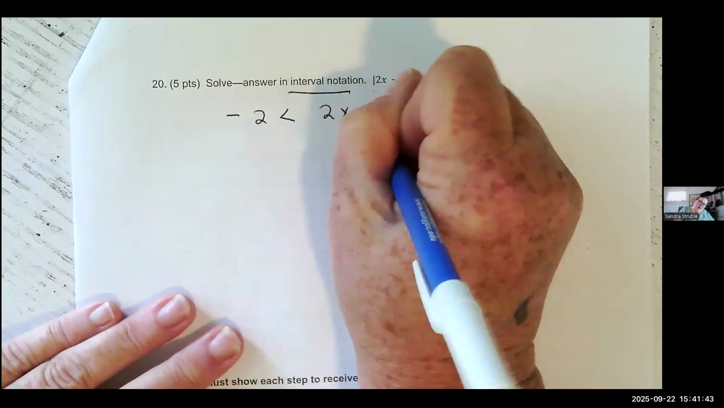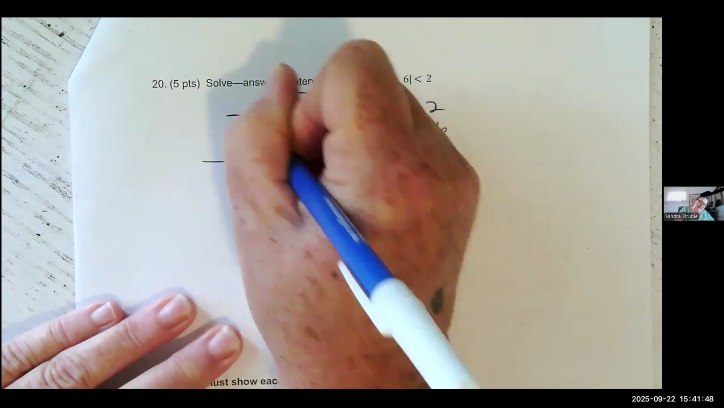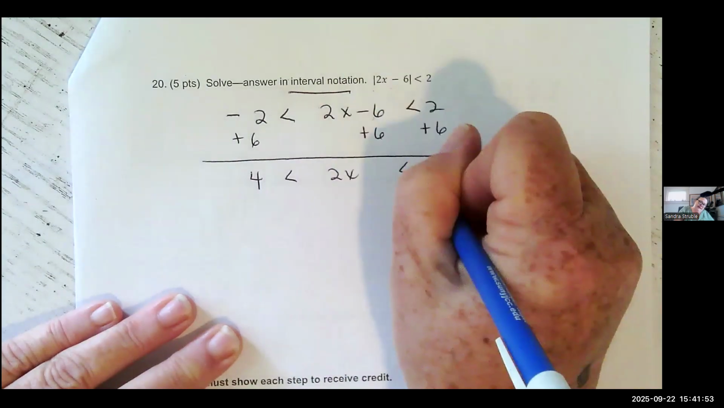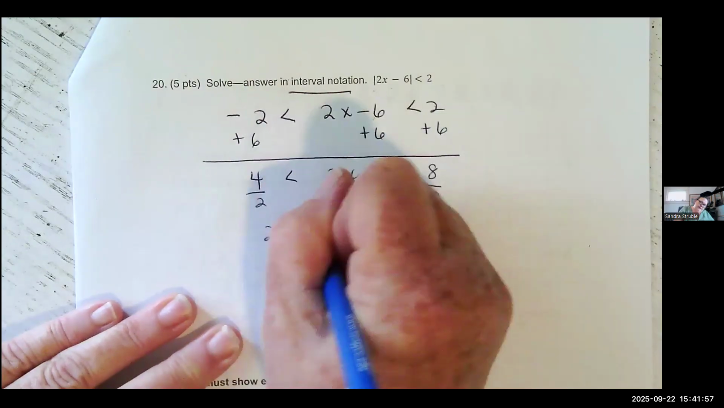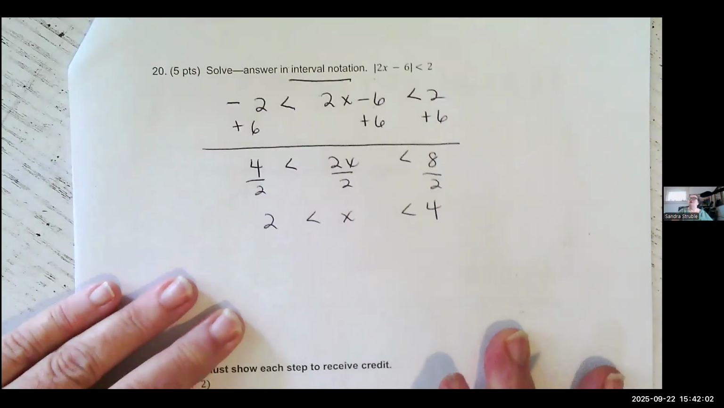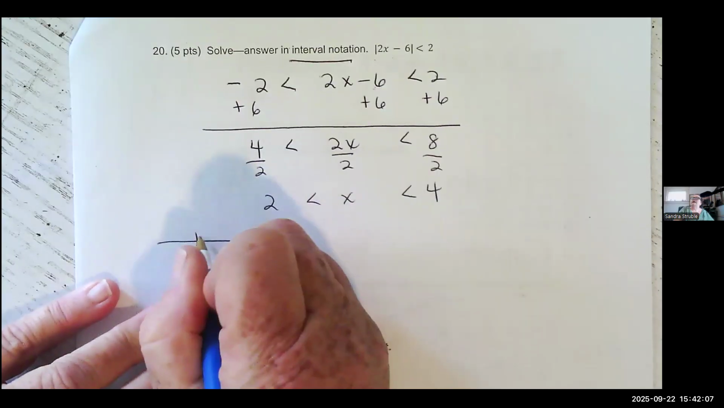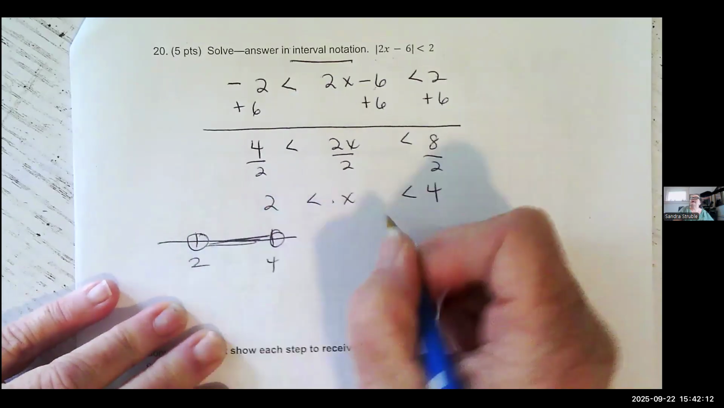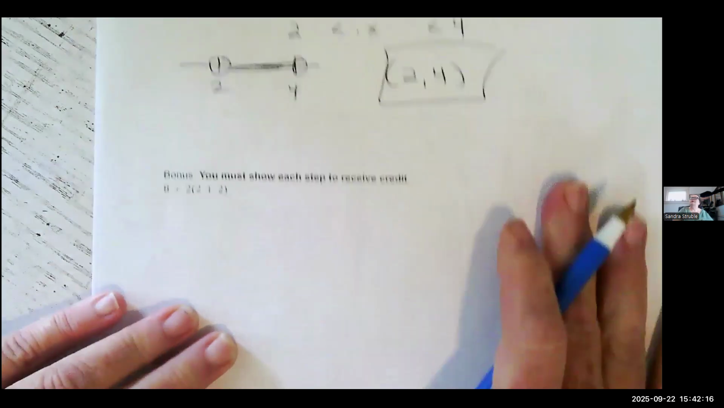Now we solve for x. I'm going to add 6 to all 3 sides, trying to isolate x. Negative 2 plus 6 is 4. 2 plus 6 is 8. And then dividing all sides by 2. So 2 is less than x is less than 4. Notice I did not divide by a negative, so I'm not flipping my inequalities. Lastly, for my number line, I've got 2 and 4, and I know neither one is included, and x is everything in between them. So my answer is 2, 4 with both having parentheses because they're not included.